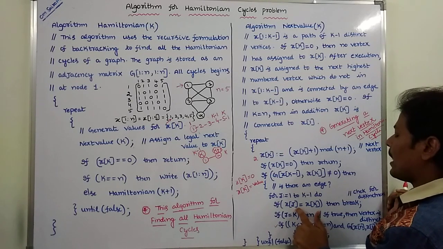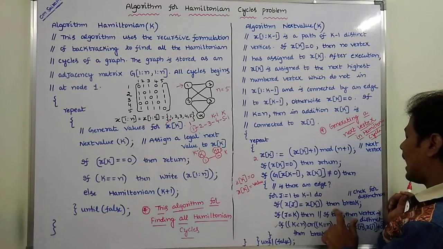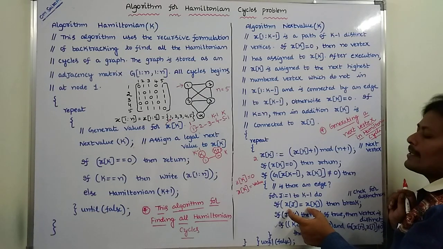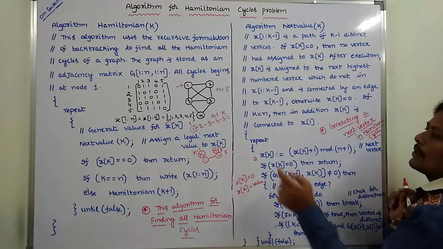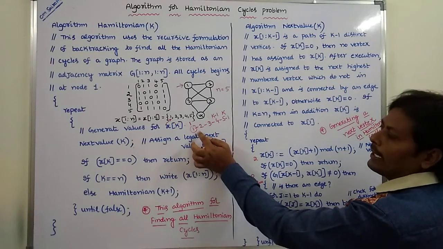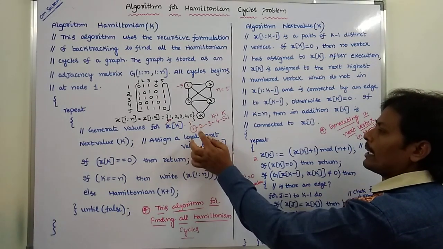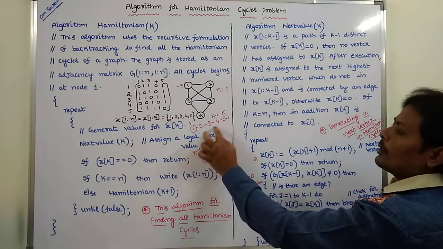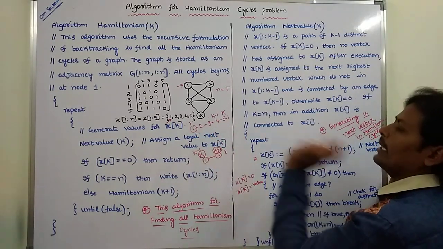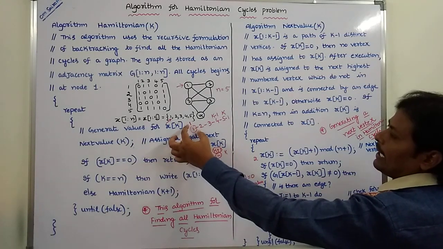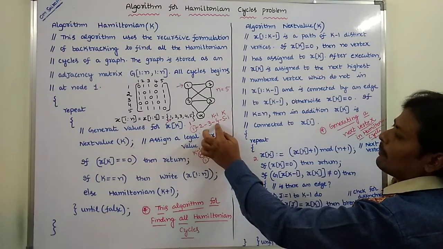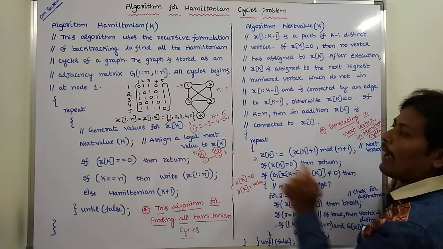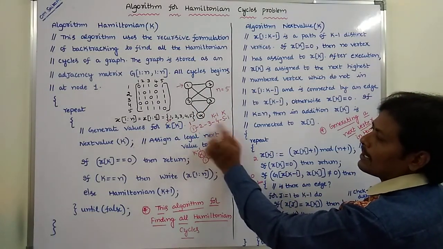If x of j is equal to x of k, then break. Now we have to check whether any duplications are there. This is j value 1 and k value 1. So 1 is equal to 1 if any duplications are there. Okay, there are no duplications, because initially k value is 1, and k is incremented up to 4. The last one is the k minus 1 value. Here there are no duplications.